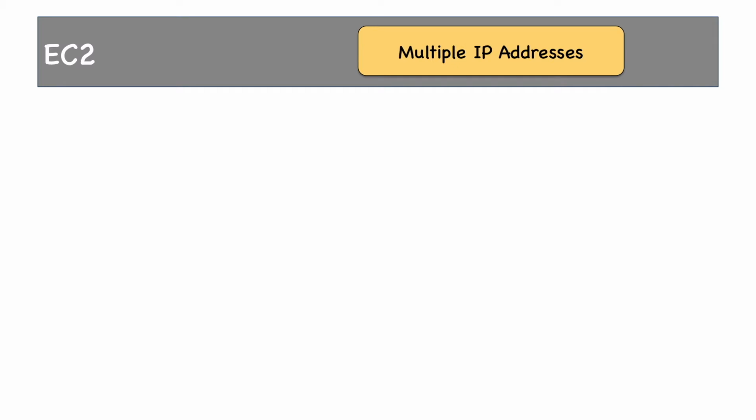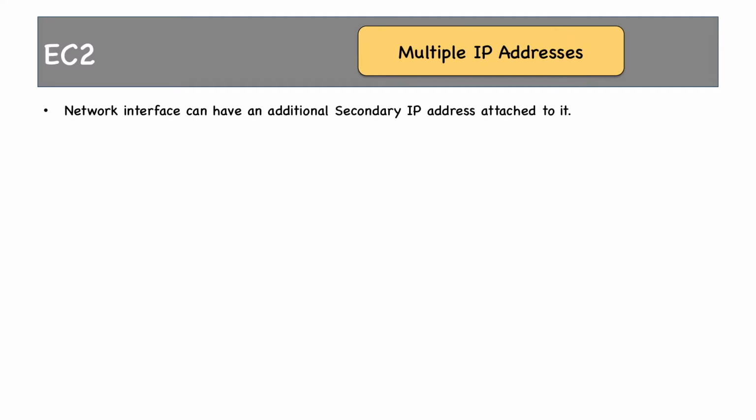Let's take a step back and look at IP addresses in EC2 instances. Network interfaces can be used to assign multiple IP addresses to a single EC2 instance. A network interface can have additional secondary IP addresses attached to it. The IP address should belong to the CIDR range of the subnet for the network interface. For example, if the network address of this subnet is 10.20.1.0/24, then all IP addresses of this network interface should start with 10.20.1.